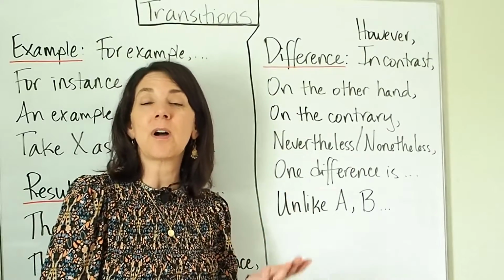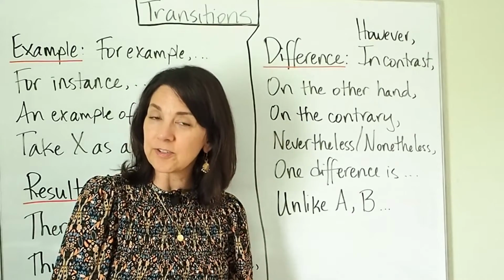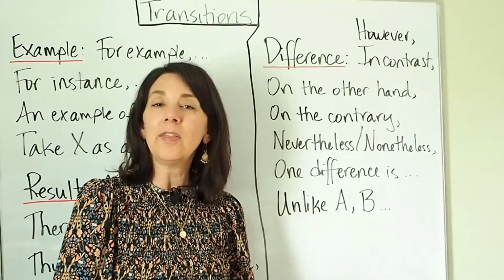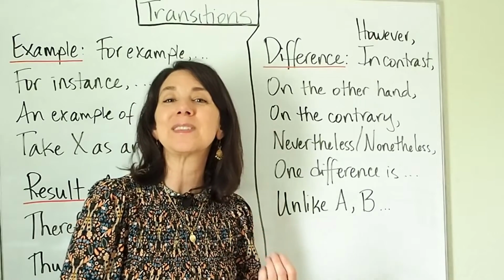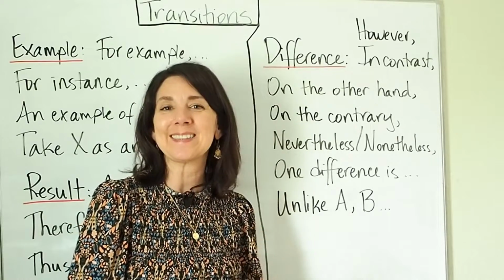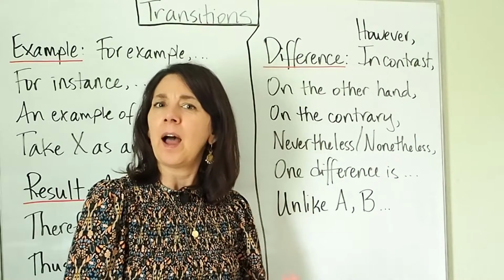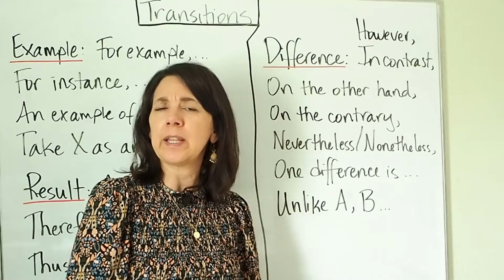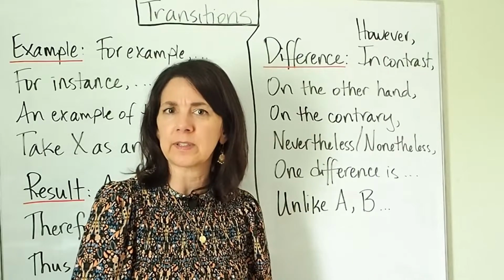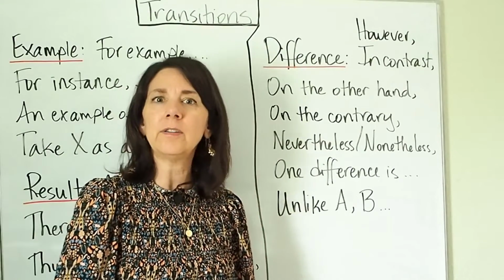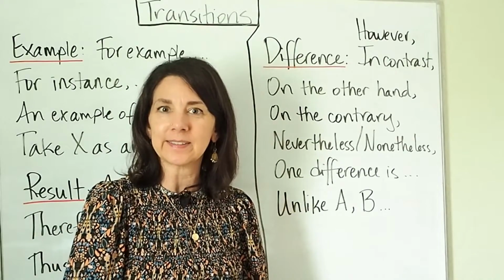We can also use on the contrary, but on the contrary is a little bit different. On the contrary is in response to something that someone has said. For example, if I say, oh, I have heard that he is a very unkind person, I can say, no, on the contrary, he's actually very nice.